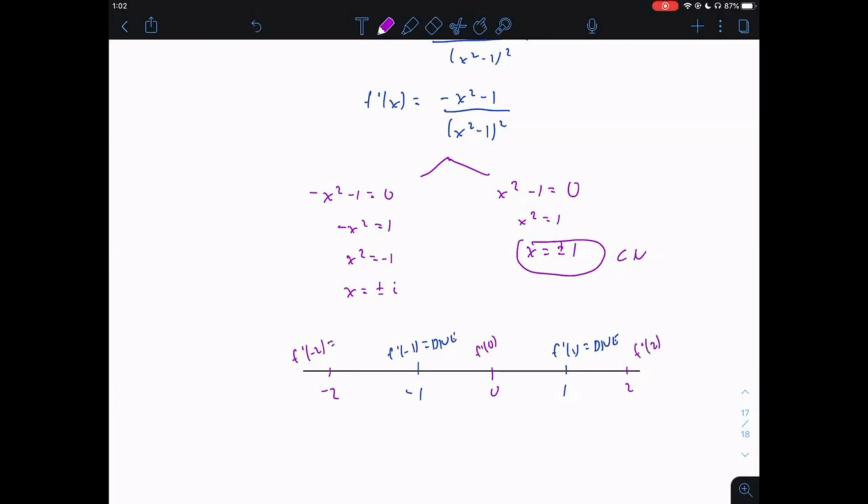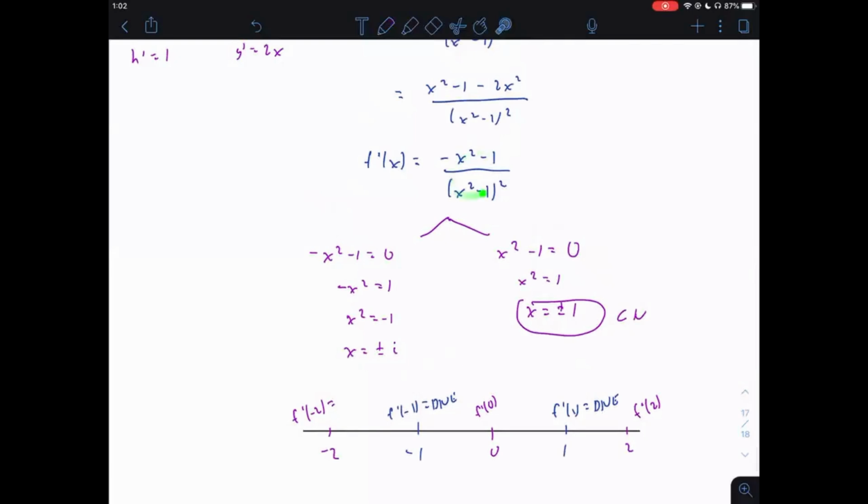Okay, so we plug in -2 into the first derivative that we found above here. -2 plugged into the first derivative will give us -0.5 repeating. And if we plug in 0 into this equation, it should give us -1 over 1, leaving us with just -1. And then if we plug in 2 into the first derivative, we get -0.5 repeating as well.